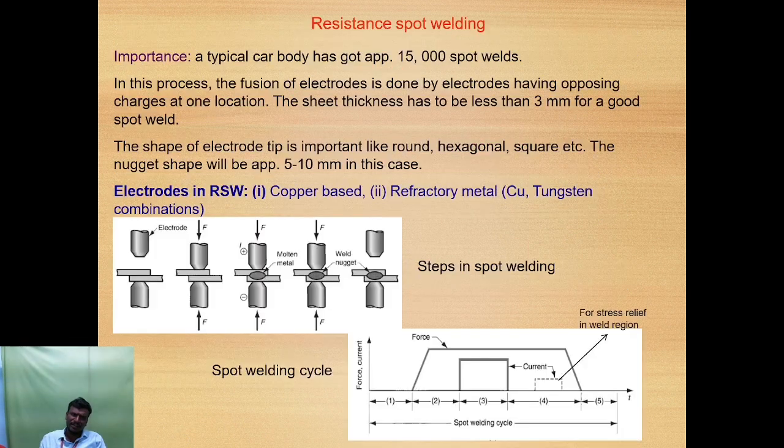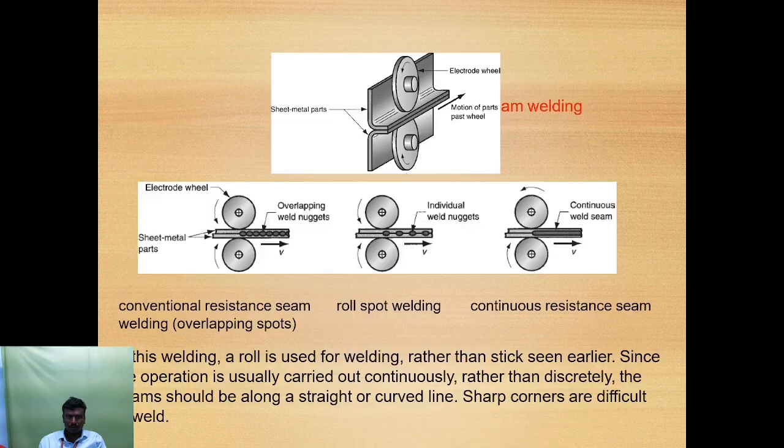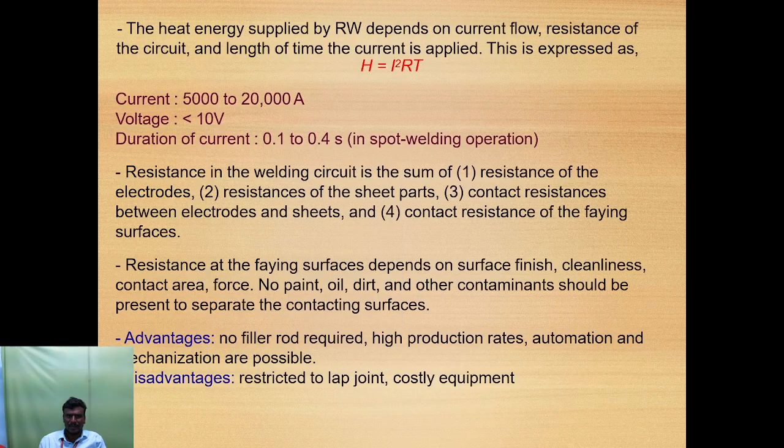The heat energy supplied by resistance welding depends on the current flow, the resistance of the circuit, and the length of time the current is applied. It can be expressed as H = I²Rt. Resistance welding current is 5,000 to 20,000 amps and voltage is less than 10 volts. The duration of the current is 0.1 to 0.4 seconds in a spot welding operation.